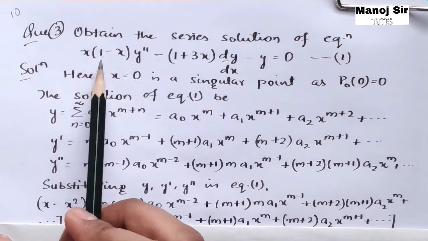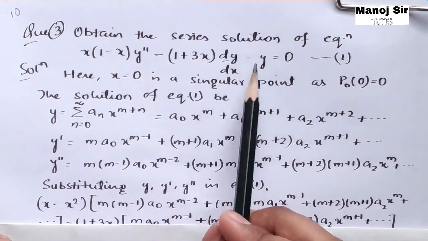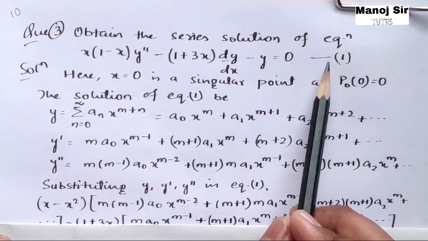The question says obtain the series solution of the equation x into 1 minus x y double dash minus 1 plus 3x y dash minus y equals to 0. Let's suppose this is my equation number 1.